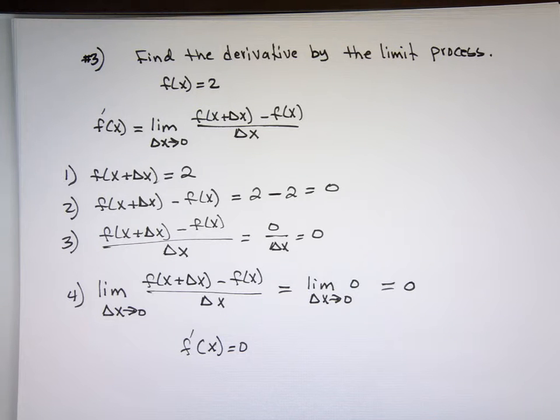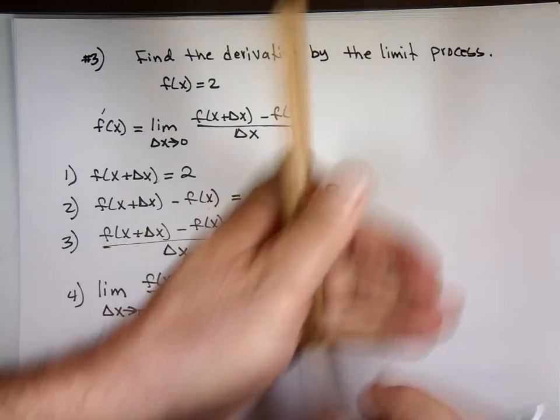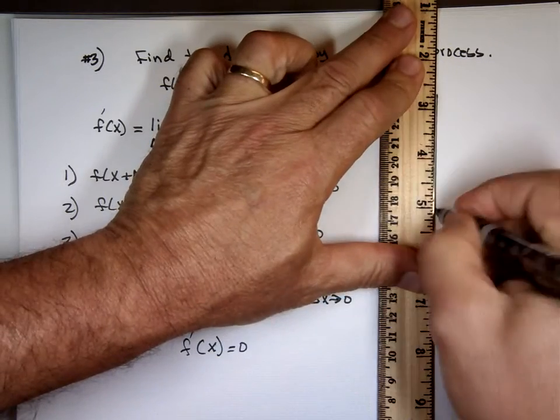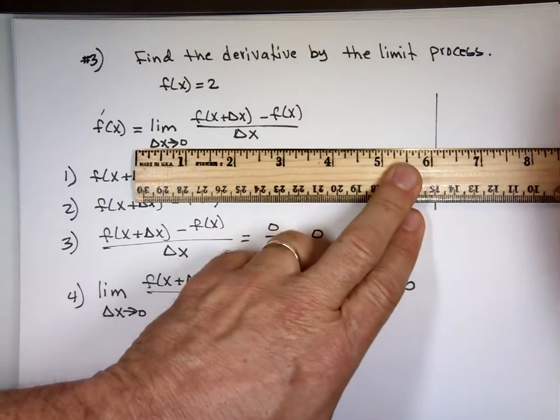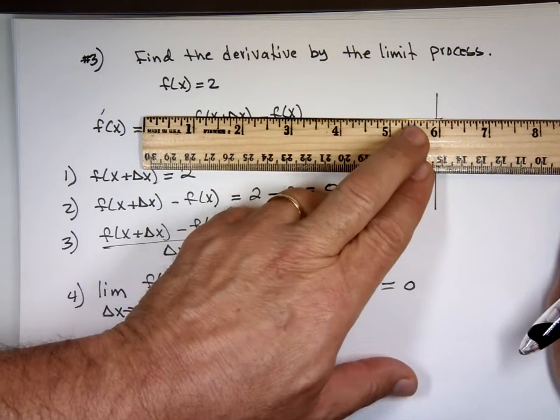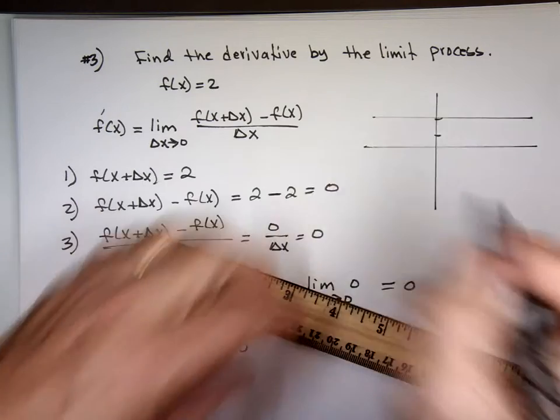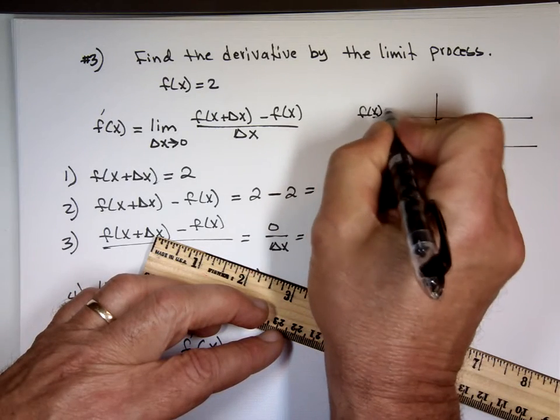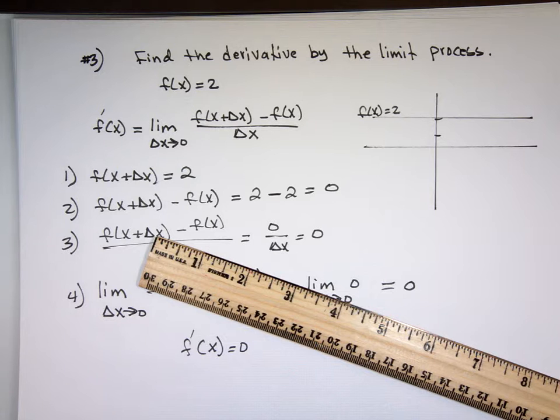The derivative is the slope of the tangent line. So if you graph that, if I graph f of x equals 2, what does it look like? This is 1 and this is the 2. This is f of x equals 2, y equals 2. And what's the slope of that? The derivative is the slope of the tangent line. What is the derivative of that? 0. So I could answer it that way without having to go through the 4 steps.